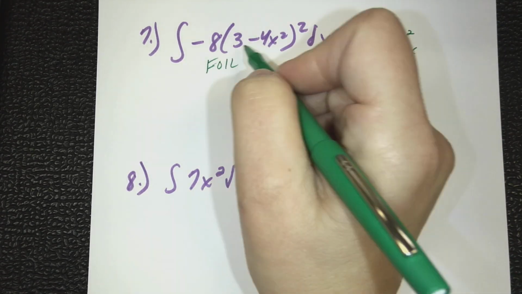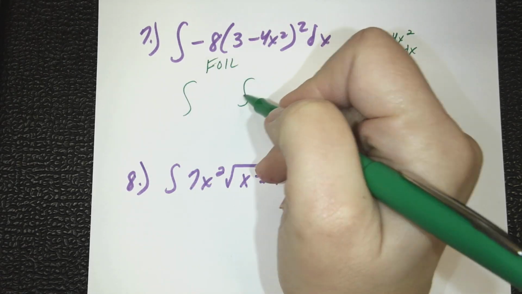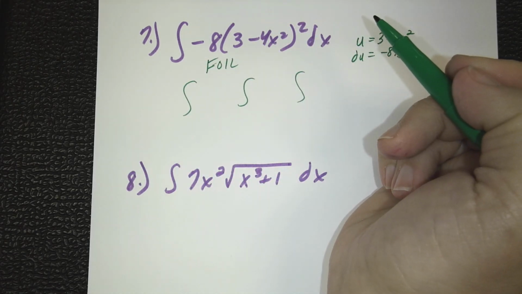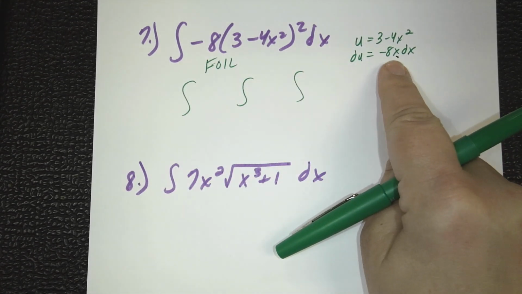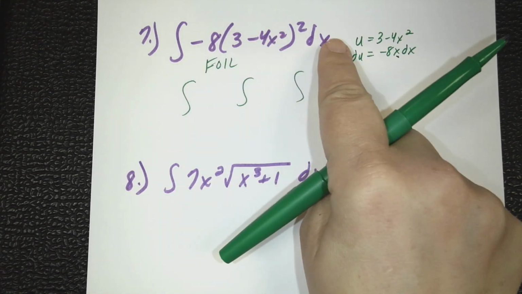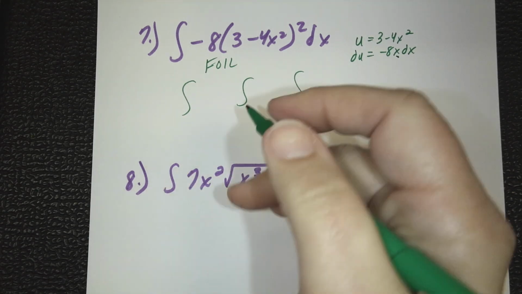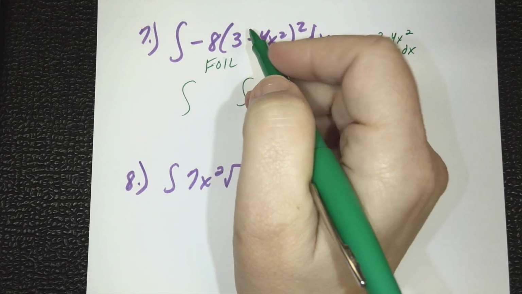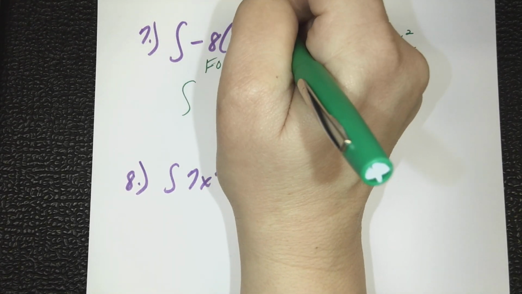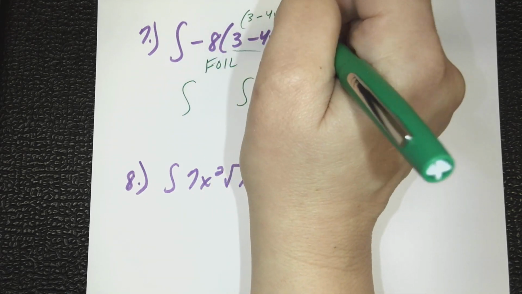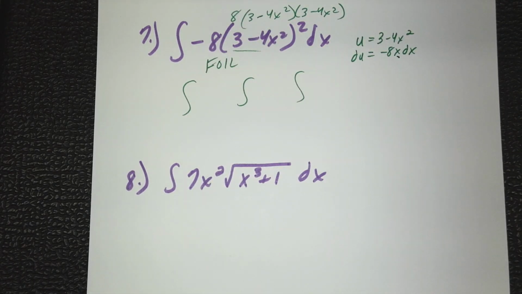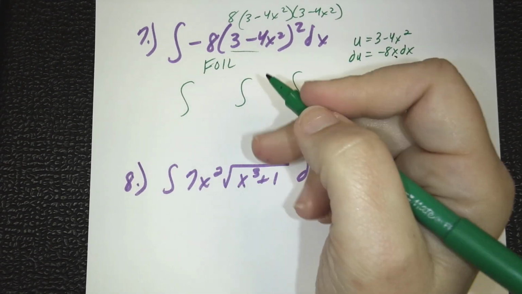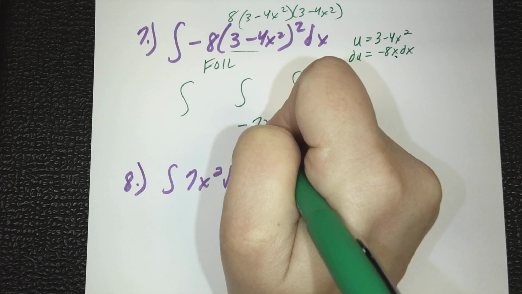You would have to FOIL this out and then integrate each one separately, okay? I still don't understand where there is a negative 8x dx. I have a negative 8, I have a dx, I don't have the x, all right? So just because of time, you would FOIL this out, 3 minus 4x squared times another 3 minus 4x squared, and then multiply by an 8 through, and then you take each one individually, which you always can do, but it's kind of annoying. I just want to let you know it is going to happen on homework tonight.